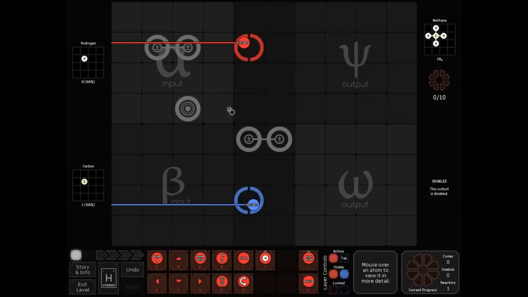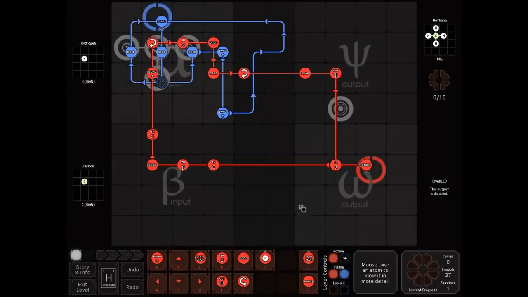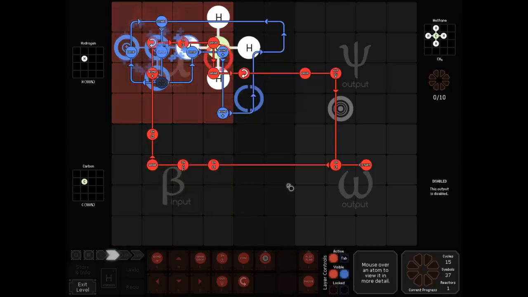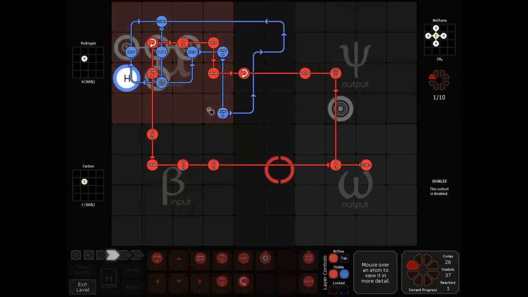So let's start with methane. How do we get a bunch of hydrogen attached to this carbon? Well, I can show you the wrong way to do it first. The wrong way to do it would be to move all of the hydrogens around first and then bind the carbon to it that way.